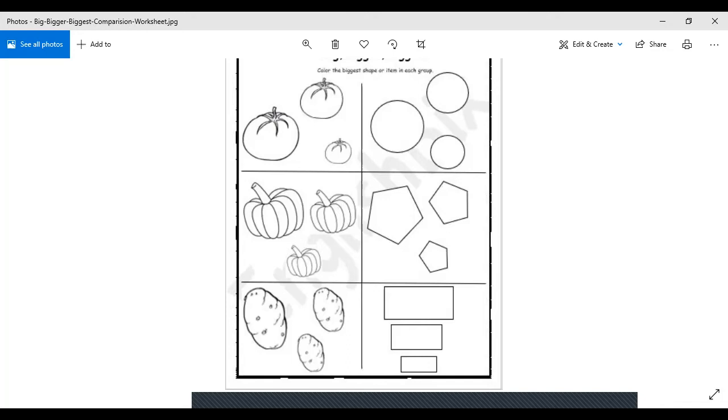Okay, is there any rectangle? Yes, they are. Which one is big? Yes, the one in the bottom. Very well done. Can you find any potatoes? Which one is biggest? The one on the left hand side. Very well done. Okay, class.